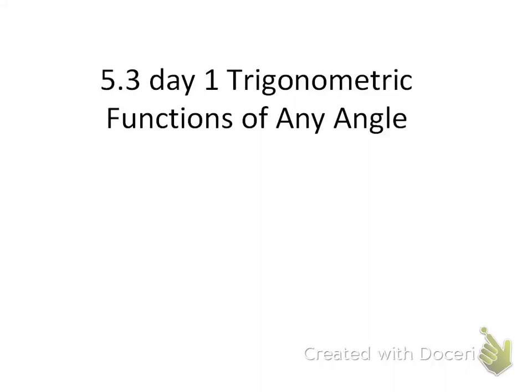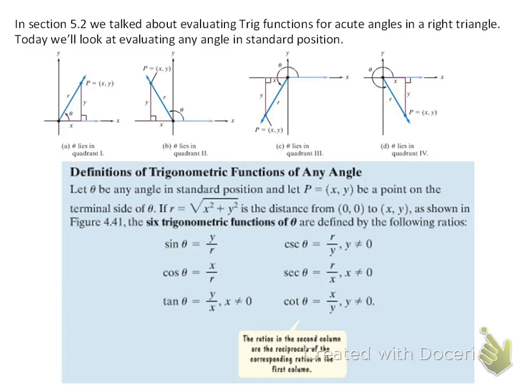So today we're talking 5.3, day 1, trigonometric functions of any angle. Why any angle? Because so far, you've only been doing trigonometric functions of acute angles. Why acute angles? Because all we've done so far is right triangle trig. Well, in a right triangle, your two corners are acute corners.